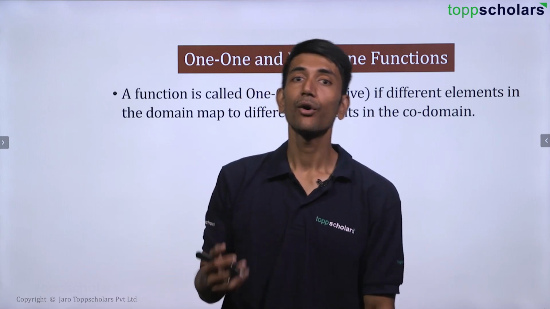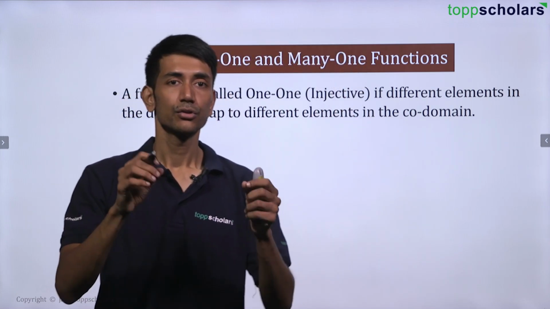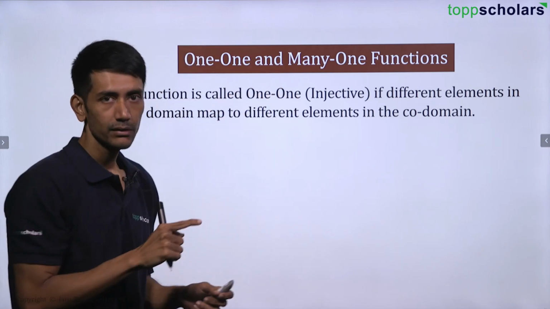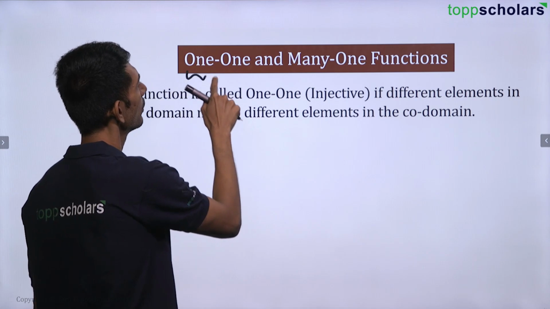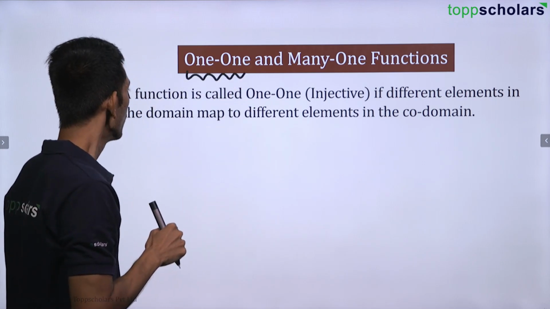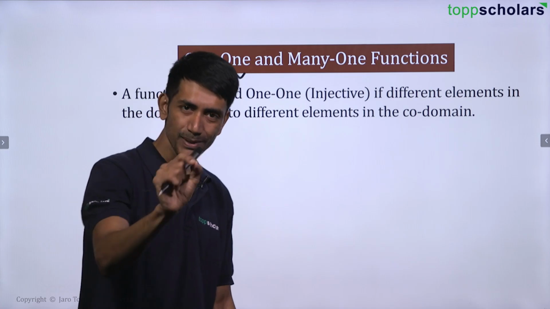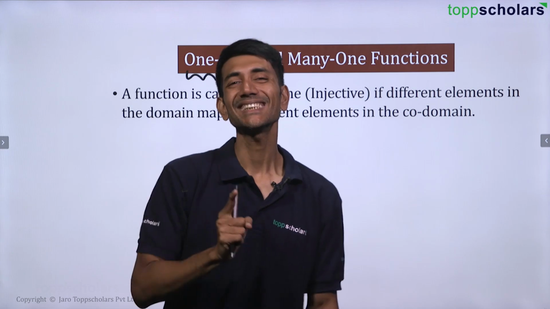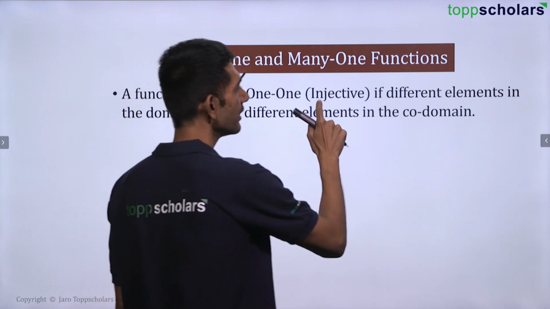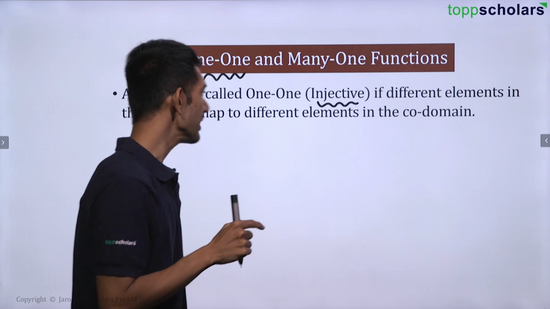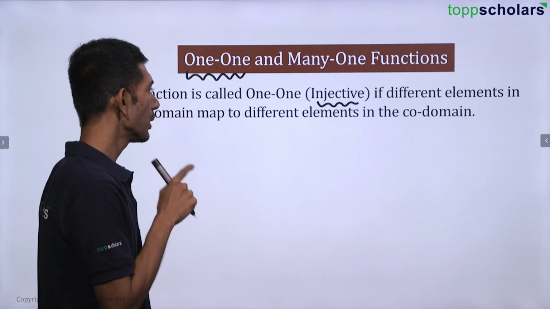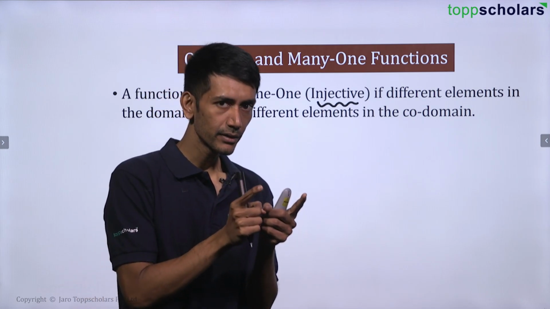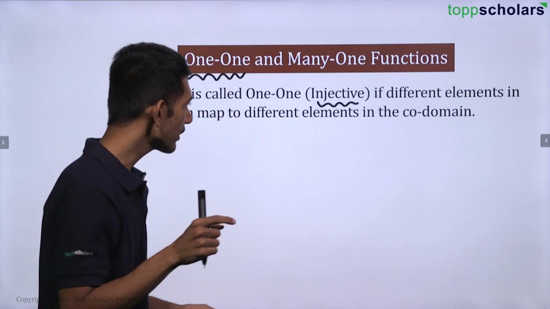Now, we are moving on to different types of functions. So, please have a look at this very carefully. One-one and many-one. So, now we are going to focus on what is a one-one function. So, a function is called one-one. Please make a note of this. One-one means injective. One-one is an injective function. So, one-one is injective if different elements in the domain map to different elements in the codomain.